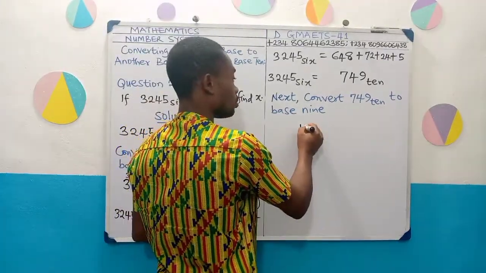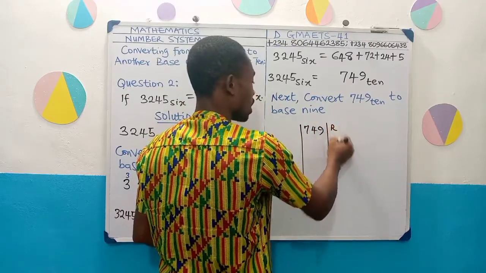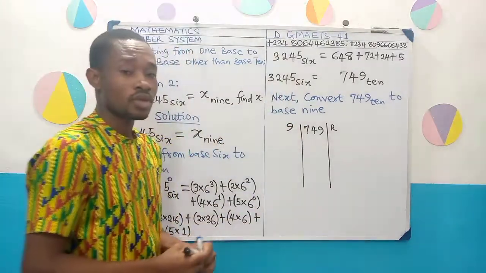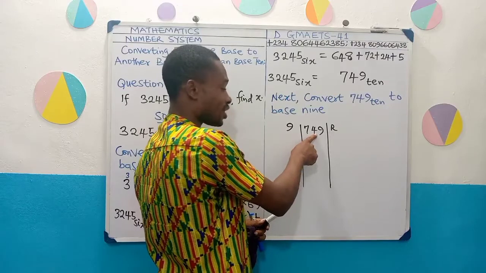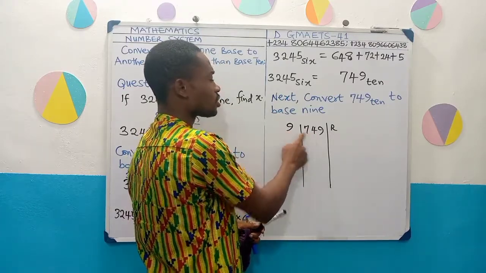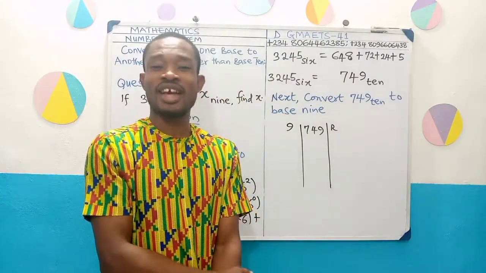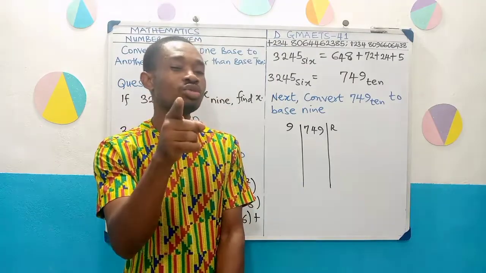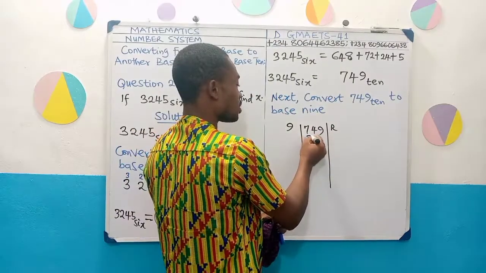So I'll draw my line like this, 749. I'll draw the other one, which is our remainder column. I'm going to use 9 to divide all through. So let us go. You have 7 here. This 9 cannot divide 7, so you attach this 4. You get 74. 9 can go into 74 how many times? Alright, from multiplication table of 9, 9 can go into 74 8 times. That 8 times will give you 72. So remainder will be 2.